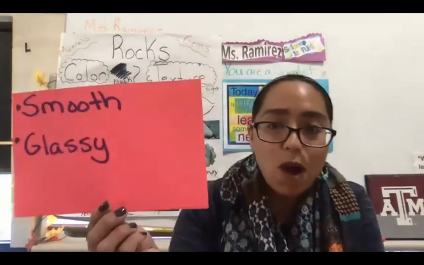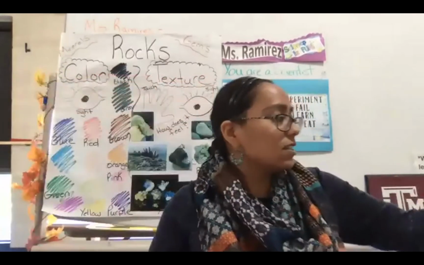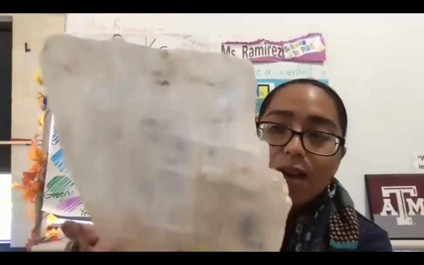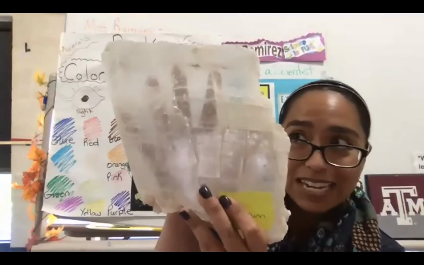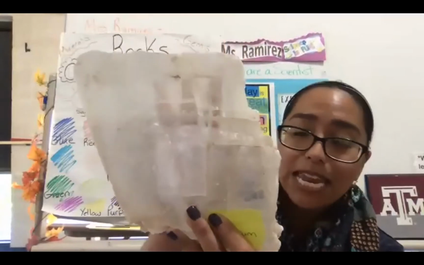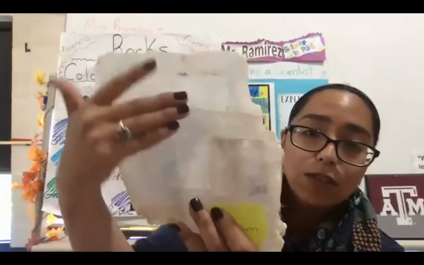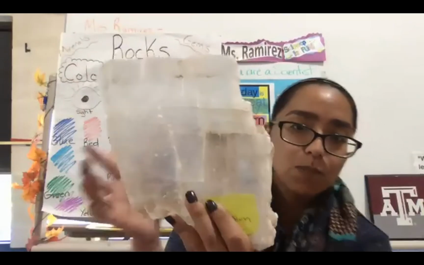So our next few rocks are going to be smooth or glassy. So let's look at this cool one here. This is a mineral, and it's called gypsum. What color is it, and what do you notice? So I can notice that it is see-through. I can put my hand behind it and you can see it. Also, if I touch it, it is rather smooth. It does have some edges, but for the most part, it's pretty smooth.